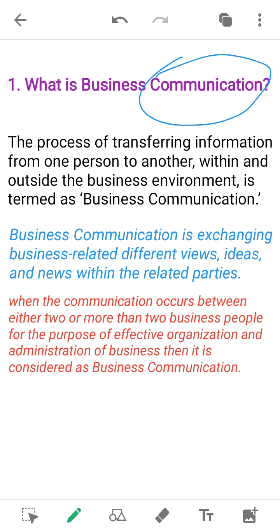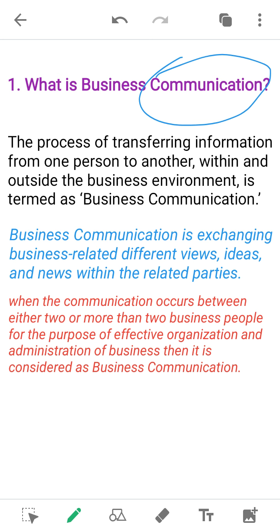Here there are several definitions. The process of transferring information from one person to another within and outside the business environment is termed as business communication. Look at another definition. Business communication is exchanging business related different views, ideas and news within the related parties. When the communication occurs between two or more business people for the purpose of effective organization and administration of business, then it is considered business communication.